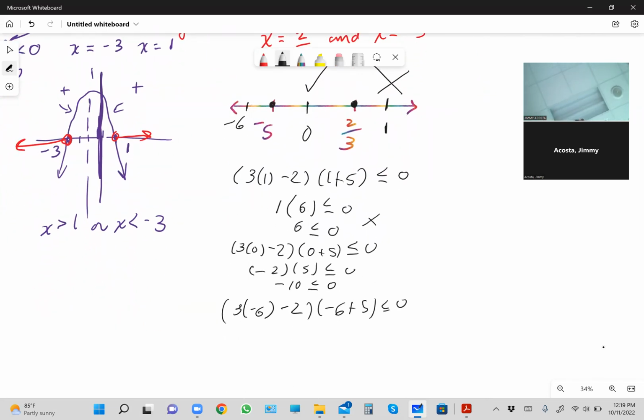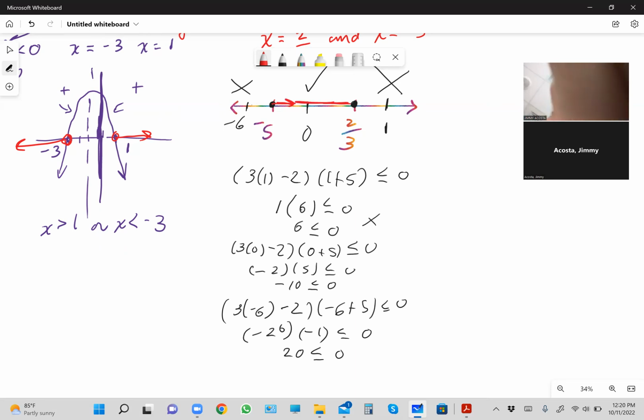So 3 times -6 is -18. -18 minus 2 is -20. -20 times -1 less than or equal to 0. So that's going to be 20. Is 20 less than or equal to 0? No. So over here is no good. So now the correct answer is everything in the middle here.